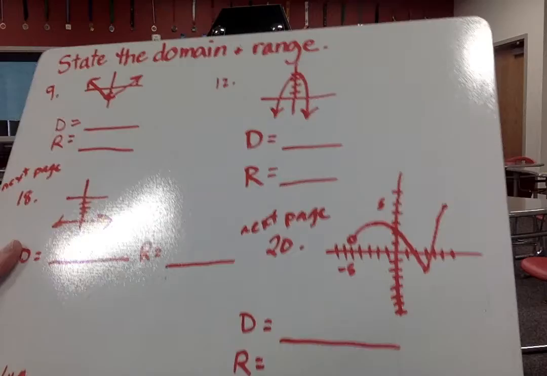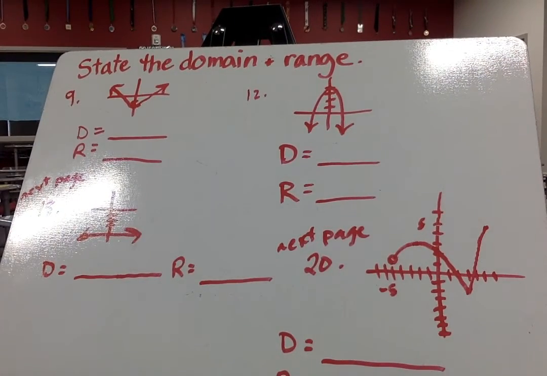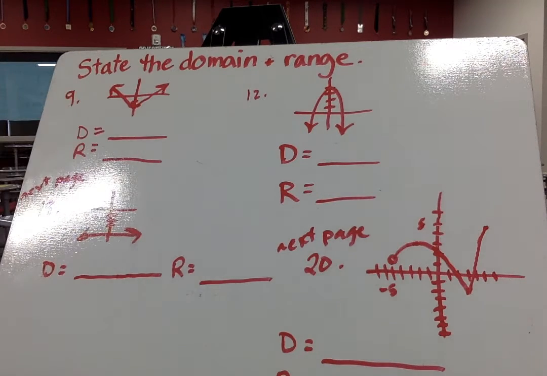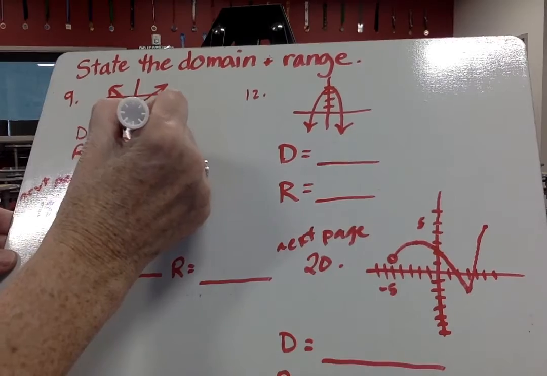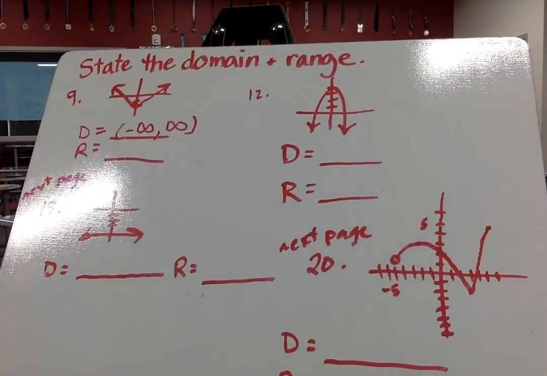Here we're talking more about domain and range. So right there on number 9, it says state the domain and range. So remember that the domain is our x values. So I look at this and I say, where do my x values start and where do they end? And you know what? I can see this can go on forever in that direction. So my x value is negative infinity. And it can also go forever in the right direction. So my x value basically can be anything.